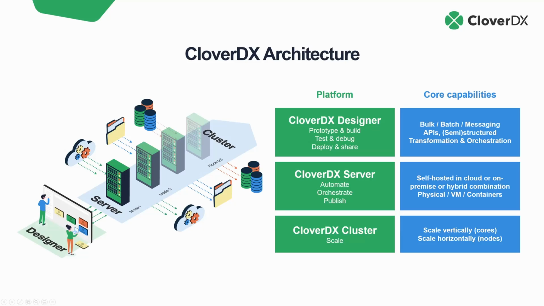Sometimes you start with a small thing, and then you end up in a situation where you need to scale it out. With CloverDX, you can employ additional server nodes without changing the solution that you already have. And you can scale both horizontally, like I said, by adding additional CloverDX server nodes, or vertically, by adding additional CPUs or cores to the existing server.